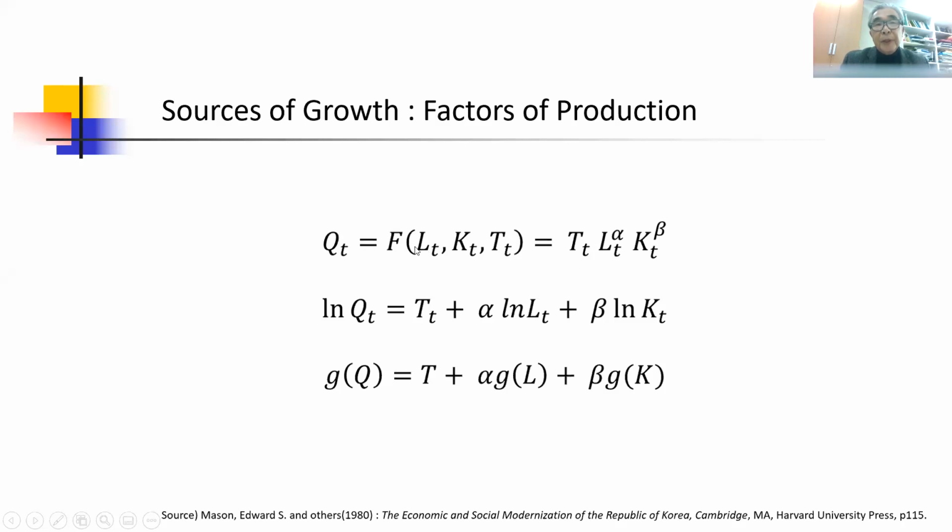So the representation of this aggregate production function is frequently assumed to have this type of relationship. We call this type of relationship the Cobb-Douglas production function, named after American scholars Cobb and Douglas, two economists named Cobb and Douglas. We are naming this production function as the Cobb-Douglas production function, okay?